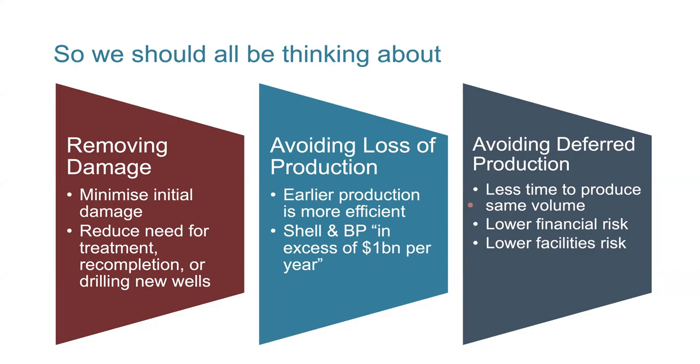If we can avoid damage in the first place, then we don't have to worry about it further down the line. Of course, there's production damage, there's injection damage, there's scaling, but we're talking about drilling completion damage here. So if we can remove it or minimize it in the first place, then we don't have to worry about it later down the line. And the effect of damage from drilling completion is loss of production. You know, earlier production is more efficient, so we don't want to be taking a long time to clean up.